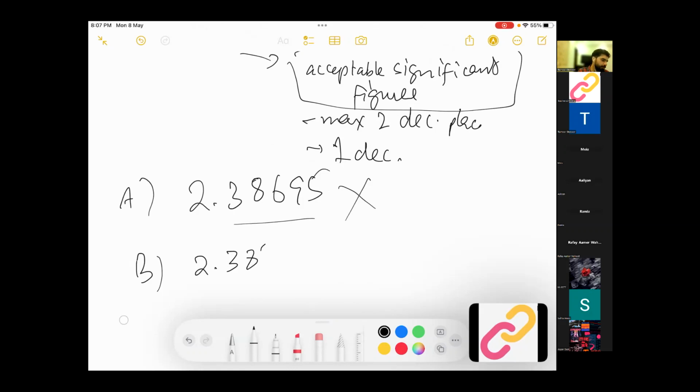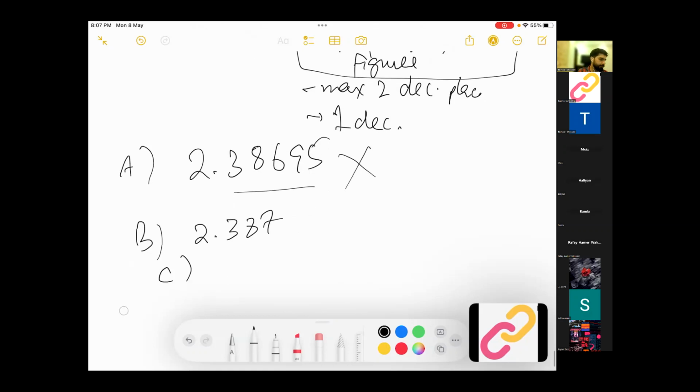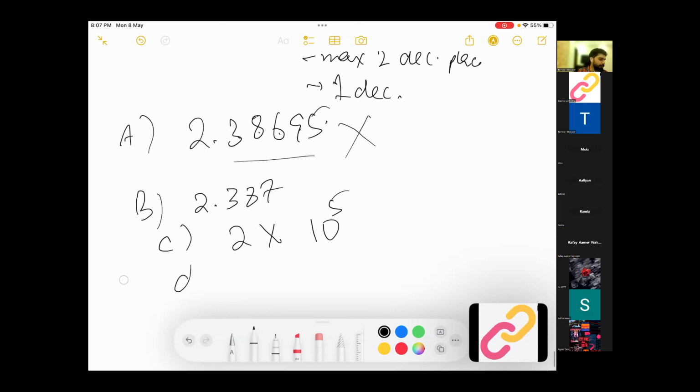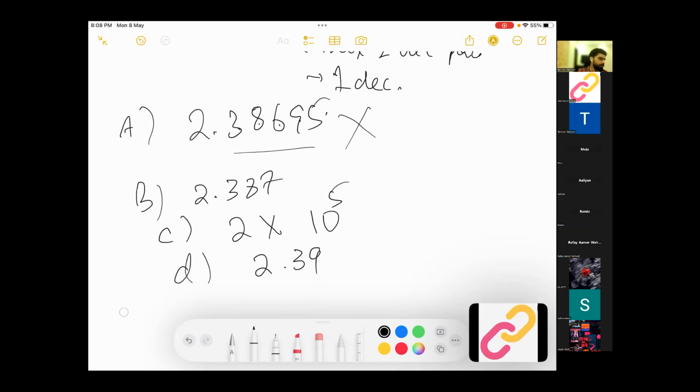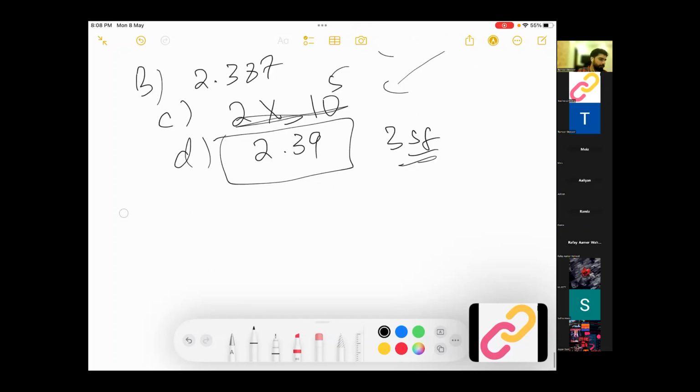B was written like this. C was written like 2 into 10 raised to the power, and so on and so forth. So then, for example, D was written in the form of this. So we had to choose what was the correct answer. So it turned out when we did the calculation, more or less the answer was the same. This is a bit off, but the correct answer was supposed to be this.